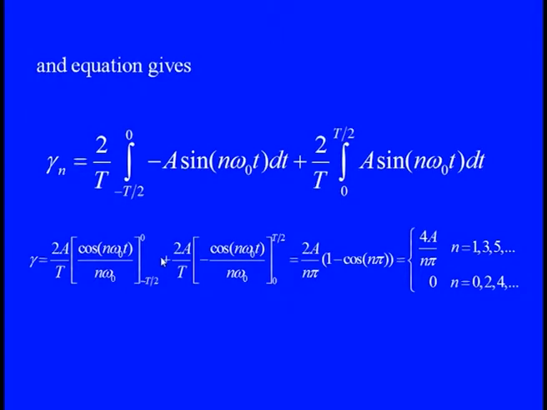Now we go to the additive part, gamma n. Gamma n equals 2 by t integral from minus t by 2 to 0 of minus a sin n omega 0 t dt, plus 2 by t integral from 0 to t by 2 of a sin n omega 0 t into dt. When we solve this, gamma n has the two main values. For the odd terms 1, 3, 5 and so on, we have the amplitude 4a by n pi, and for the even terms it is 0, and for the odd terms it is 4a by n pi.